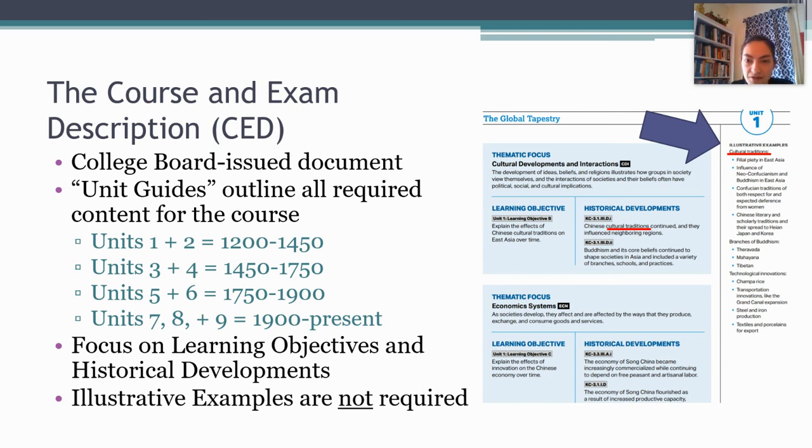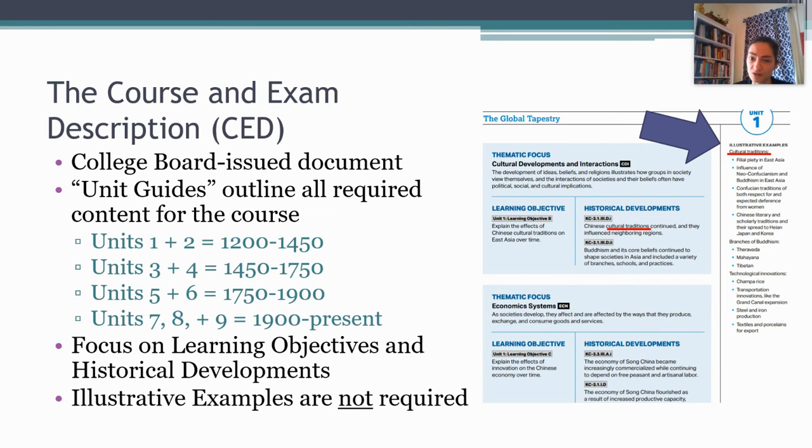So let's read down this list. Filial piety in East Asia, that's a term that we've used in class a couple of times, referring to this expectation that people be deferential to people in superior social positions, whether that's, for instance, children to their parents, or wives to their husbands, or inferiors to their superiors, right?